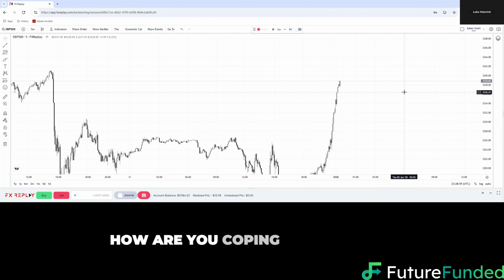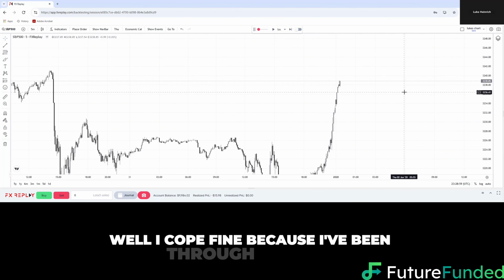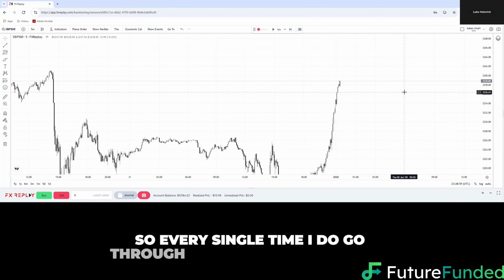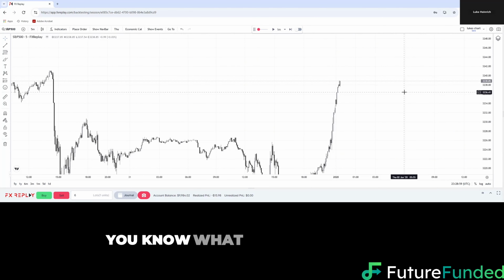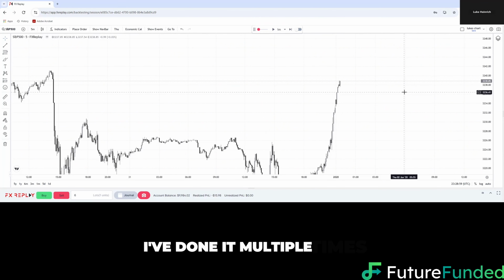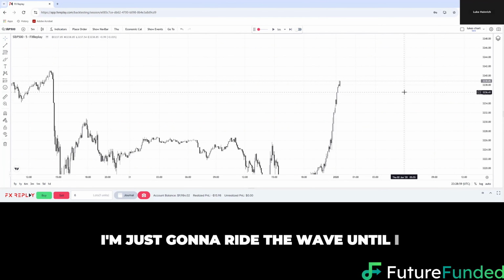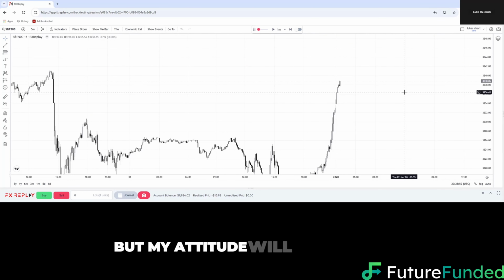How are you coping emotionally with going through your down cycle? Well, I cope fine because I've been through them 10, 15, 20, 40 times by now. So every single time I do go through my losing streak, I'm like, you know what? I've been through this before. I've done it multiple times. I know what to do. I know how to get out of it. I'm just going to ride the wave until I do get out of it. But my attitude will not change.